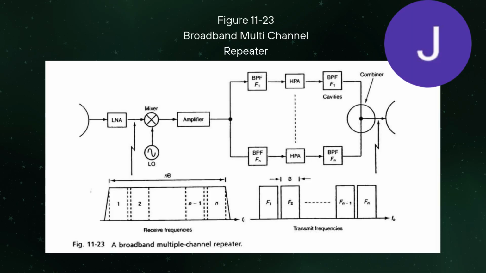Next is the figure that shows the broadband multi-channel repeater and how it works. Number one, the total bandwidth will be split into sub-channels, and each channel carries the voice, the data, and the video. Then the signals are transmitted simultaneously. In figure 11.23, it processes signals all together as a group, then the entire bandwidth is amplified at once, as you can see on the block diagram.